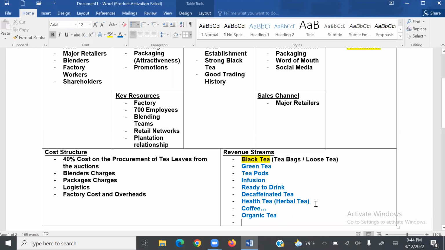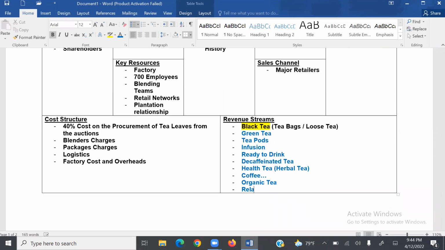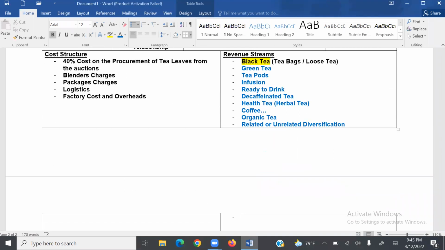And also students, we can go for related or unrelated diversification. Correct, we can go for diversification as well. Anything is possible, students, because you just mark yourself as a finance manager. You need to understand these things are very much important. Is that fine, Monica? Yes, sir. Tea outlets, that's what we can go for, the retail outlets as well. So all those things are possible at the moment.